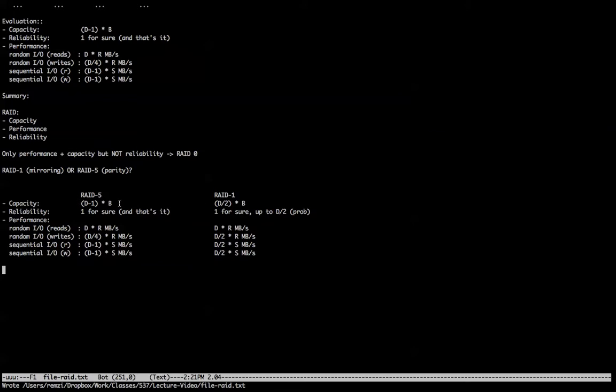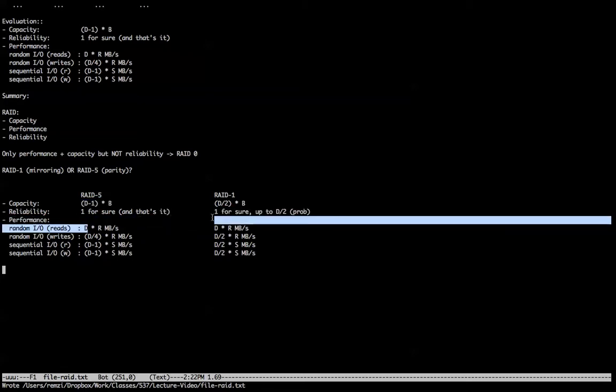One of the major differences is in capacity. Parity-based techniques give you a lot more of the capacity that you paid for. You paid for all those disks. With RAID 5, you can use most of them for user data. With mirroring, you get half of the data. So that's painful. In terms of reliability, well, they both tolerate a single failure for sure, so they're kind of similar along those lines. Now, in terms of performance, well, there's some subtleties.